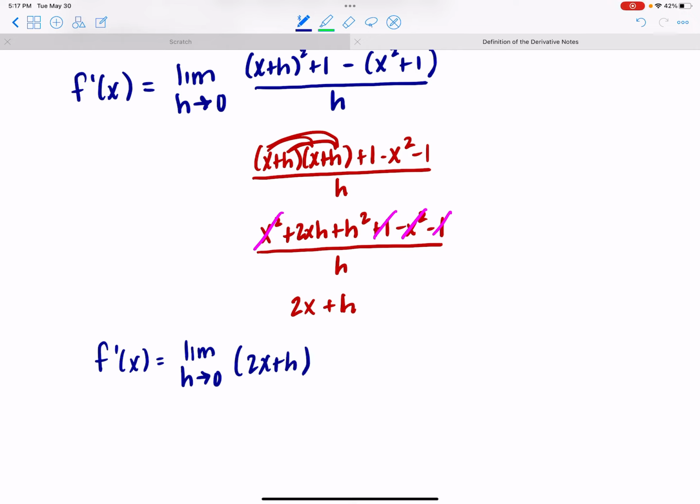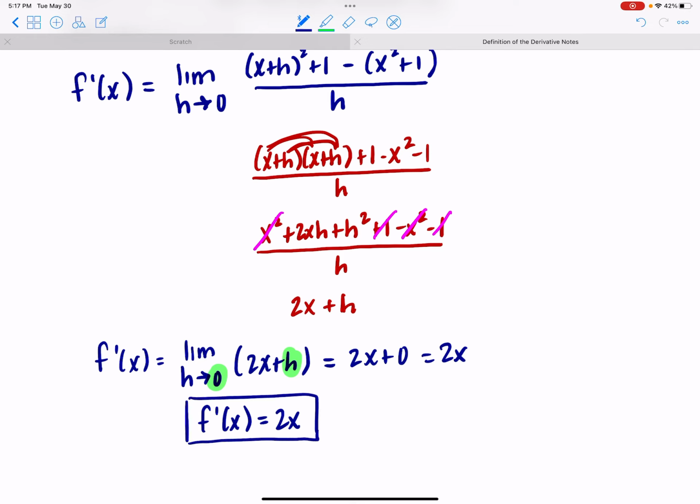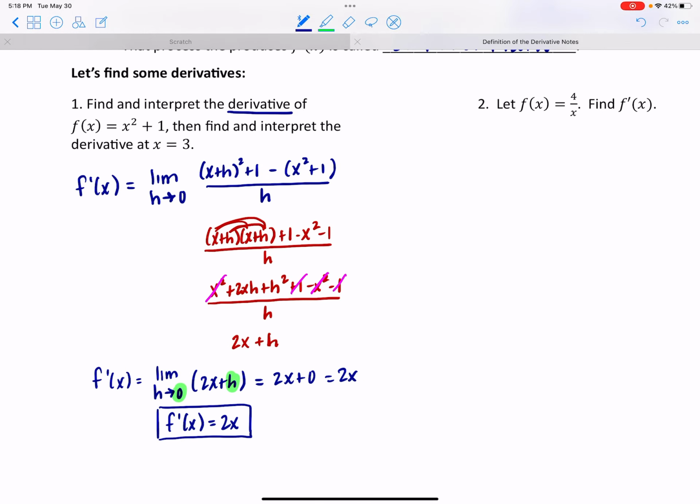Well, now we can easily evaluate this limit. Now that it's in its simplified form, I can evaluate by again replacing h with that 0. So this becomes 2x plus 0, which is just 2x. So we've found f prime of x is equal to 2x, which means we have found our derivative. Okay, so this is the derivative. What does that mean? That means if we were looking for the slope of a tangent line at any point on the curve of x squared plus 1, that's our function, this is the equation we could use to find that slope.